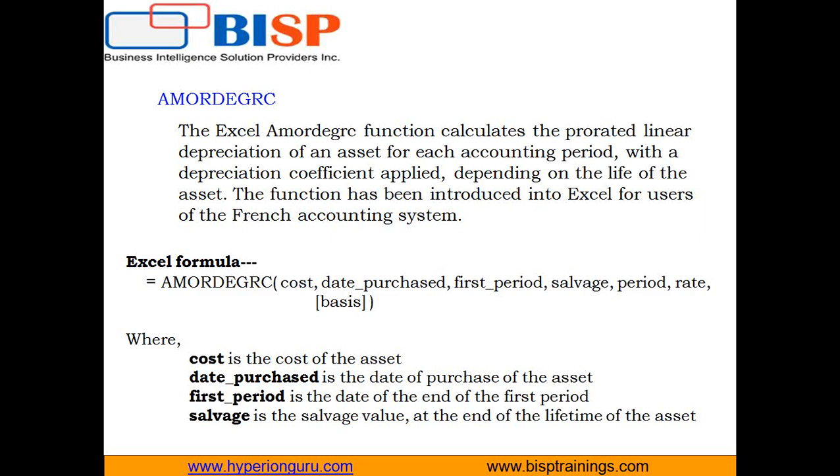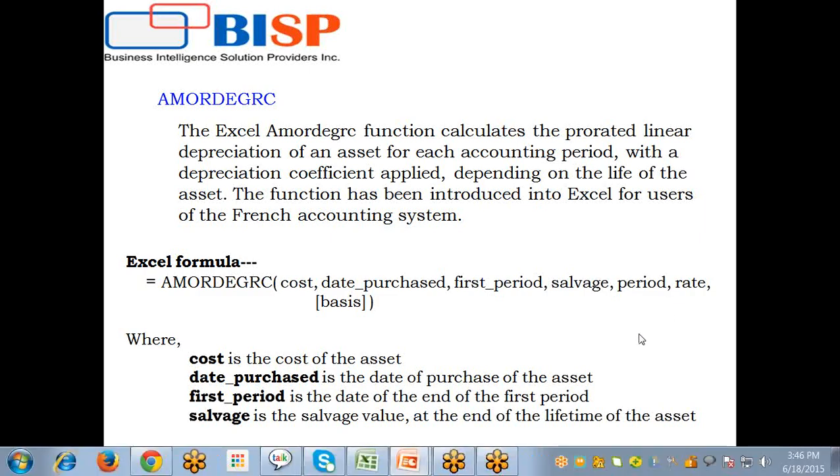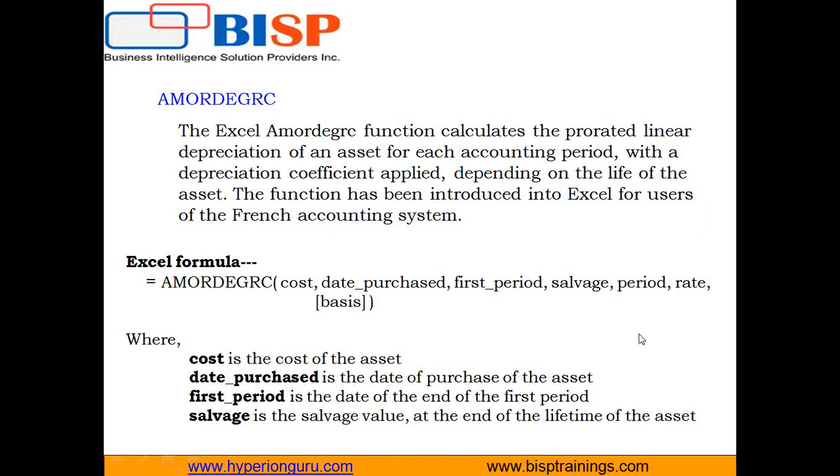So this function has the following arguments. The first one is the cost, and this is the cost of an asset, simply the cost, because we are using French accounting rules, I have the currency denomination as euros. Then we have date purchased. This is the date when the asset is purchased. Then we have the first period. It is the date of the end of the first period. Next we have salvage value. It is the value at the end of the life of an asset.